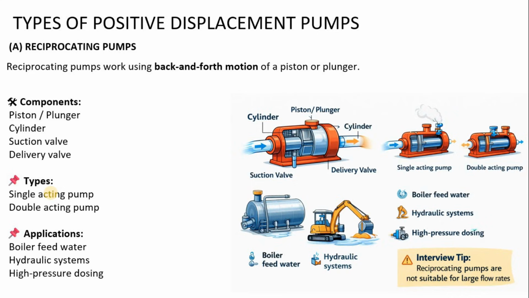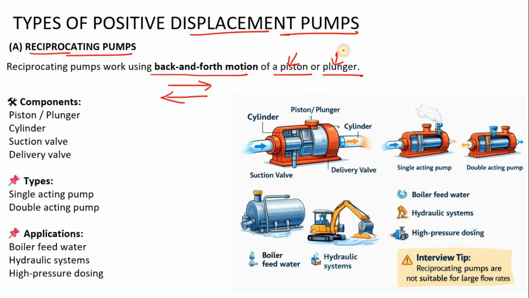Then the types of the positive displacement pumps. What are the types of the positive displacement pumps? So the first one is your reciprocating pump, which we discussed just now. A reciprocating pump works using a back and forth motion, the same as forward and backward motion, of a piston or plunger. So this piston and plunger is the backbone of the reciprocating pump.